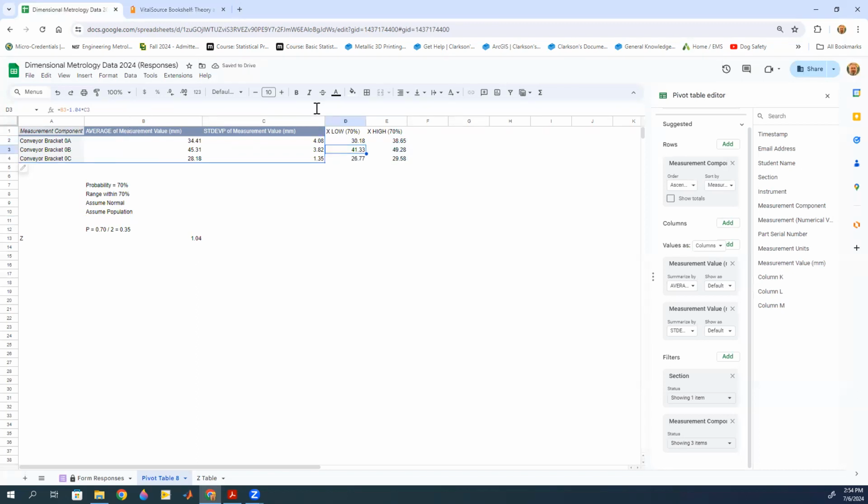And these are then the range limits for 70% of the data for brackets A, B, and C. Okay. And these are also in millimeters as well. So that's the short answer to this problem.